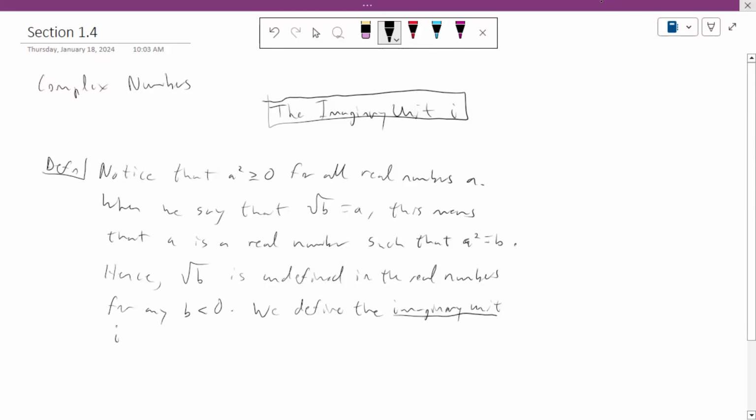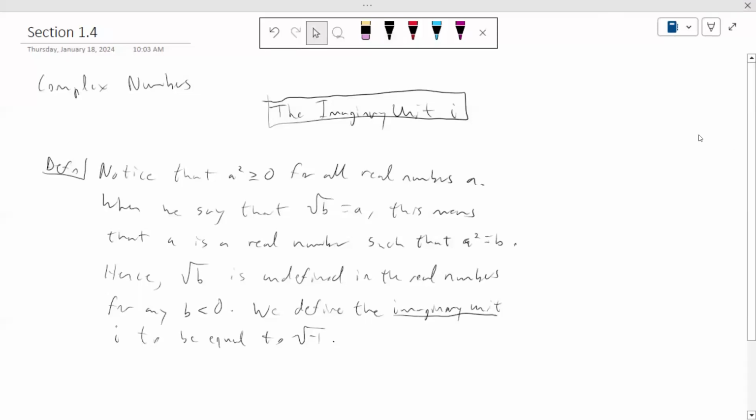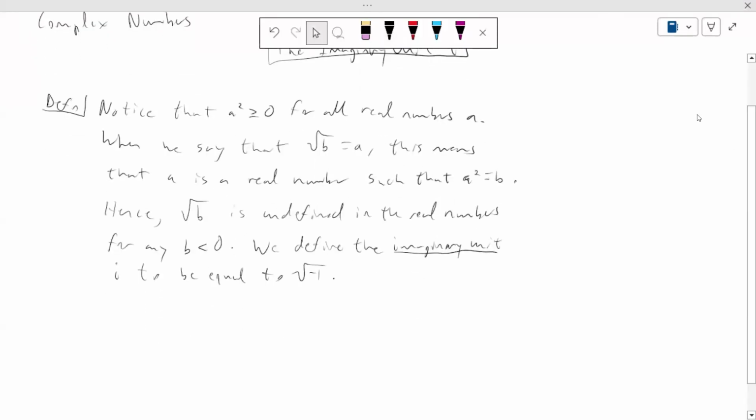i to be equal to the square root of -1. So we're going to define that i is the square root of -1 now. I'm going to write that over here. i is the square root of -1, which is equivalent to saying that i squared will be equal to -1. If we multiply i by itself, it should be equal to the thing under the radical. So i equals the square root of -1, so then i squared equals -1. Any questions on that?